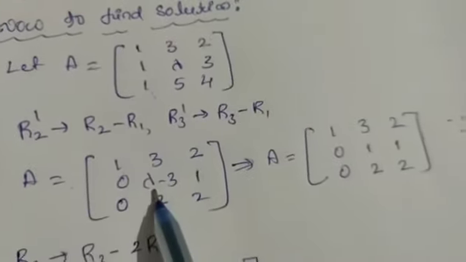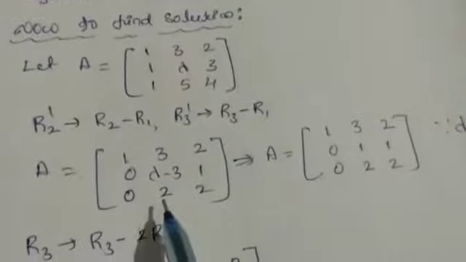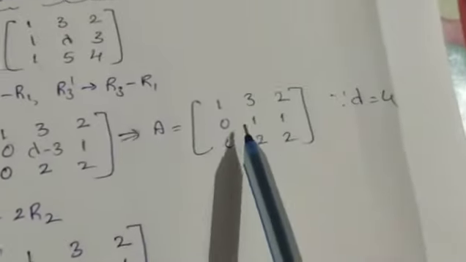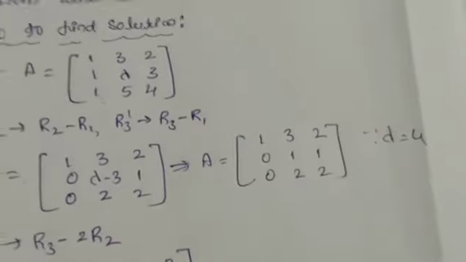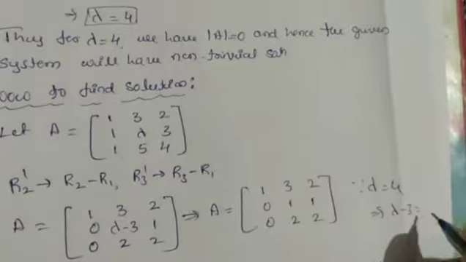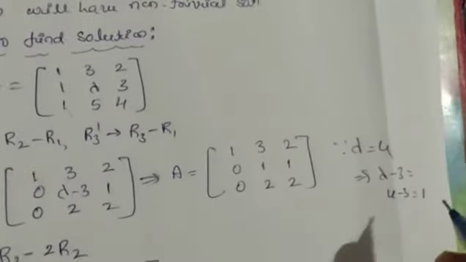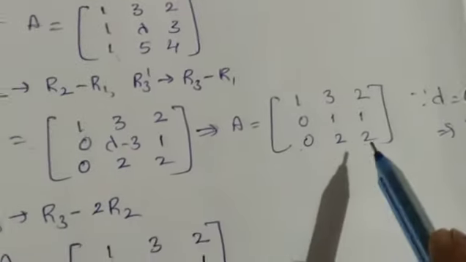Let us substitute the value of lambda here. So lambda is what here? Lambda is equal to 4. So it is 4 minus 3, which is equal to 1, because here lambda is 4. So this implies lambda minus 3 is equal to 4 minus 3, which is 1. This value you have to substitute here, and the second row stays as it is.